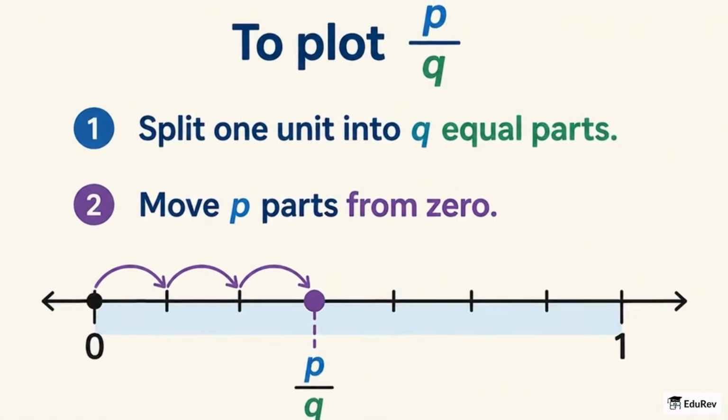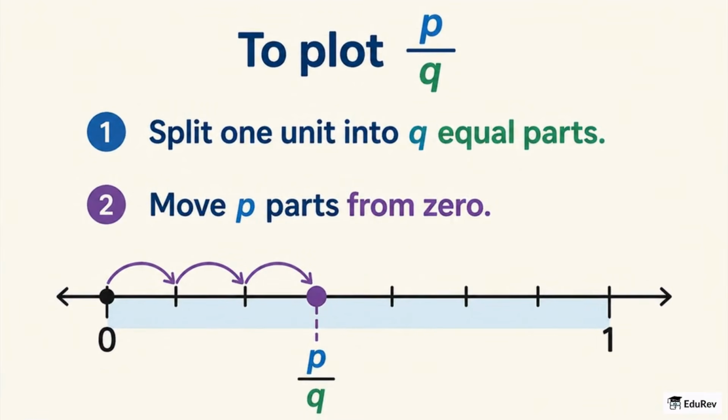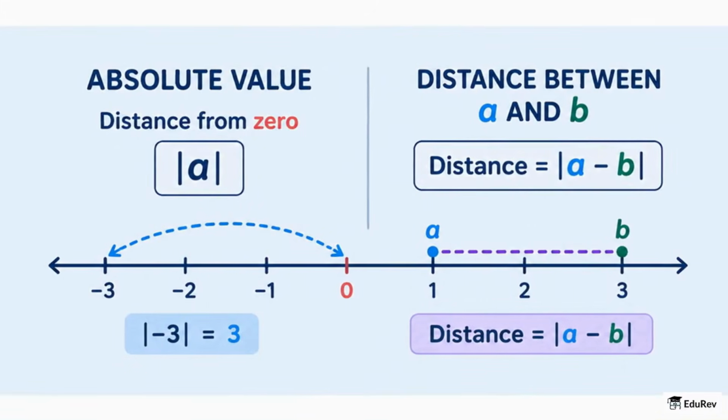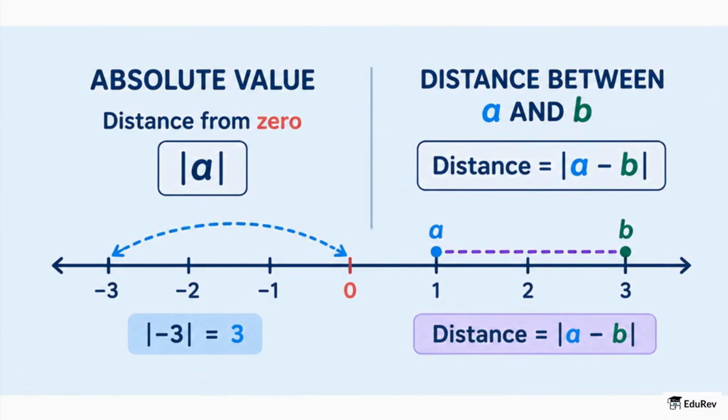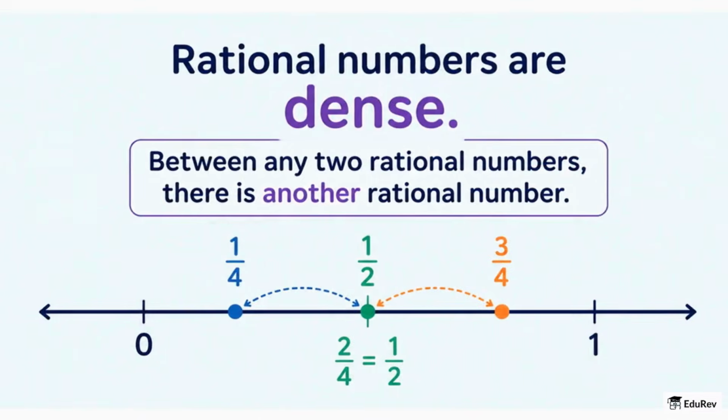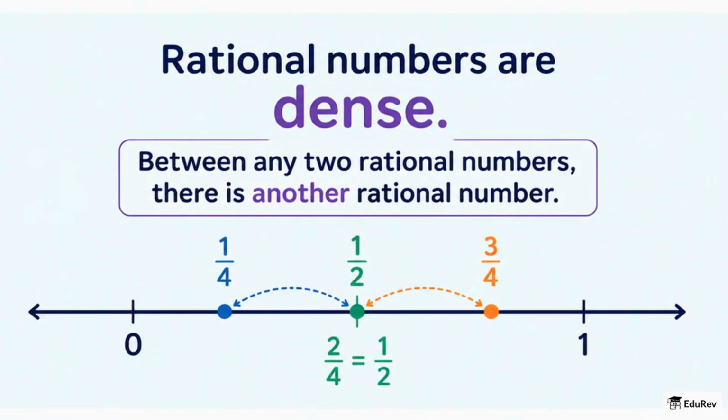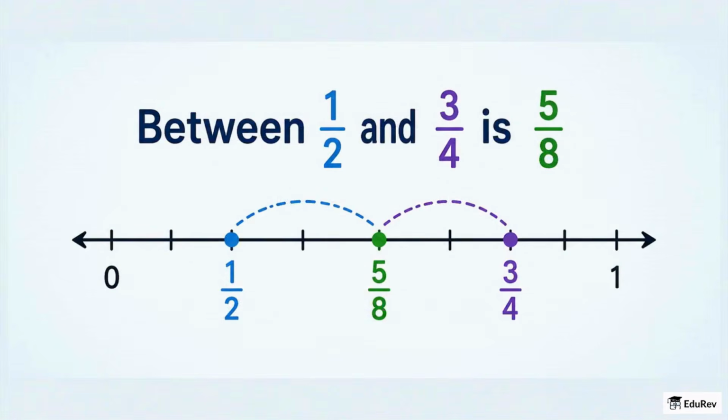On the number line, to plot p by q, split one unit into q equal parts and move p parts from 0. The absolute value is the distance from 0, always a non-negative number. And distance between a and b is absolute of a minus b. Rational numbers are dense, which means between any two rationals, there is another rational. For example, between 1 by 2 and 3 by 4, the average is 5 by 8. So 5 by 8 sits between them.